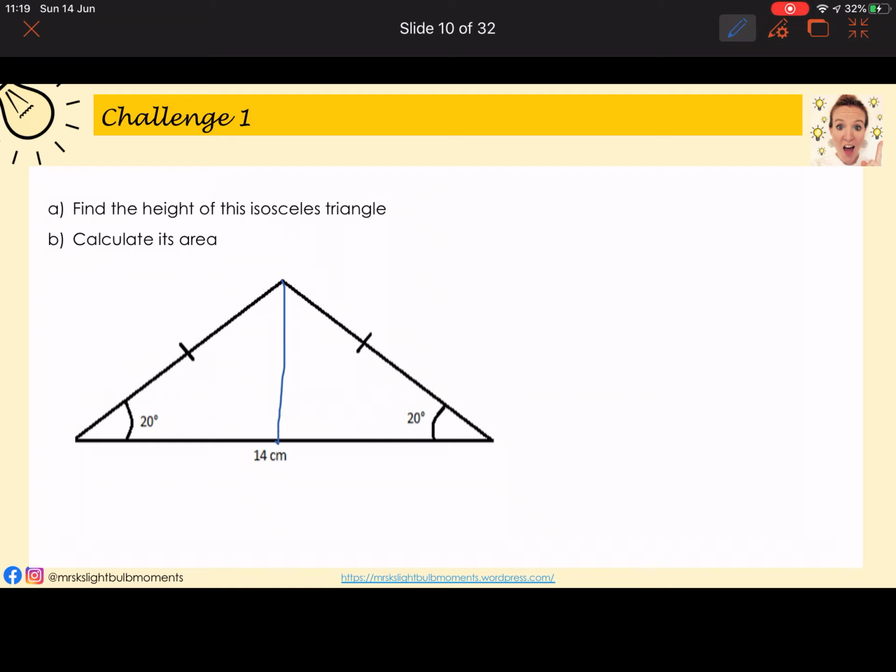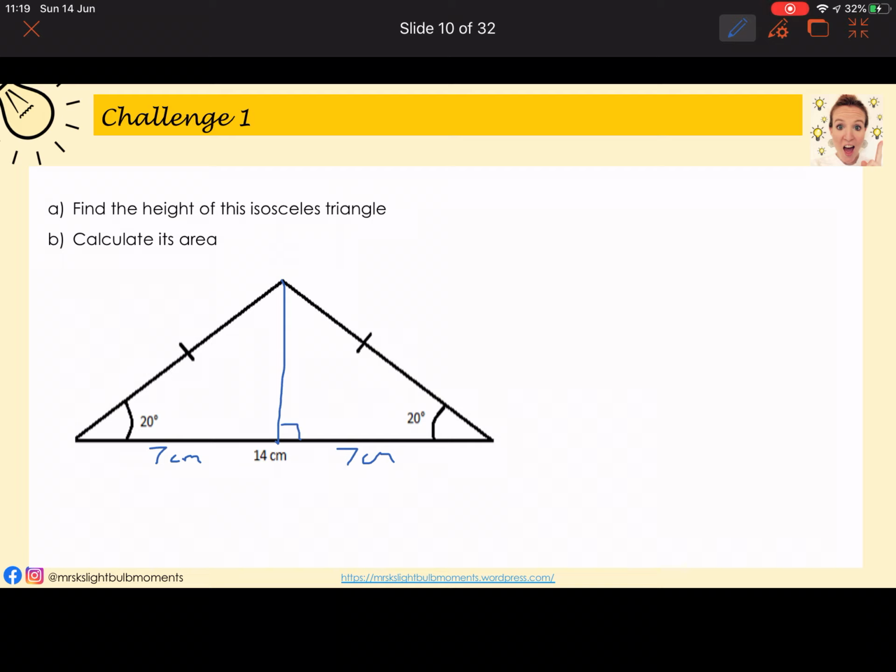Now, because it's an isosceles triangle, that means it's symmetrical. So I know that if I draw a line straight down from the top point there, it's going to split this in half and at 90 degrees. So that tells me this is actually 7 centimetres and this is 7 centimetres. And I've created 2 right angle triangles. It's only because it's isosceles, works with equilateral triangles as well.